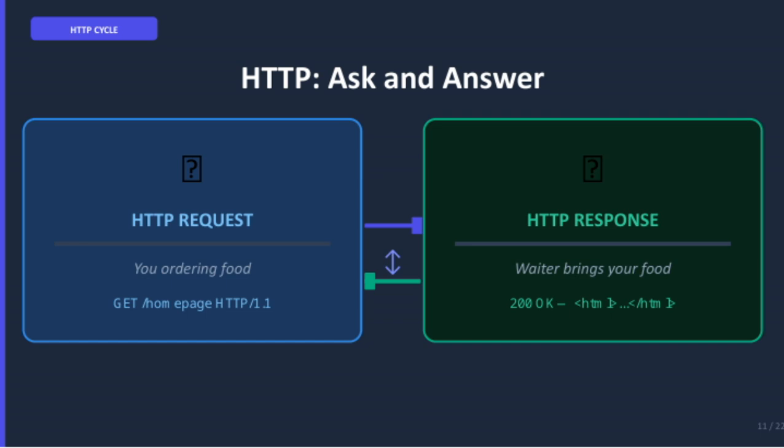Then, once the server processes your request, it responds with a status code, like 200 OK, along with the HTML content of the page. Think of it as the waiter bringing your food. Your request has been fulfilled successfully. This cycle of asking and answering, in other words, sending a request and receiving a response, is the core of how HTTP works. It illustrates the fundamental communication process between a client and a server, which is essential for web browsing and data exchange. Understanding this cycle helps us grasp how web pages load and interact seamlessly.